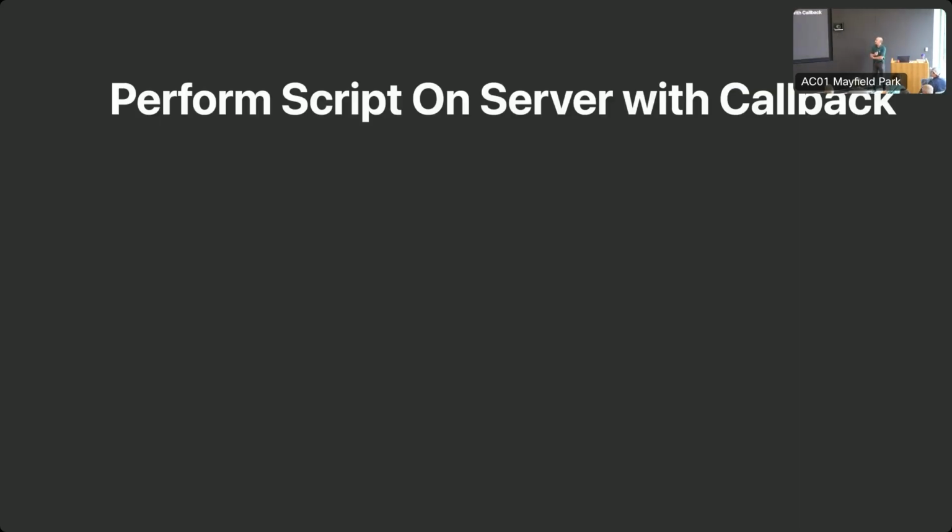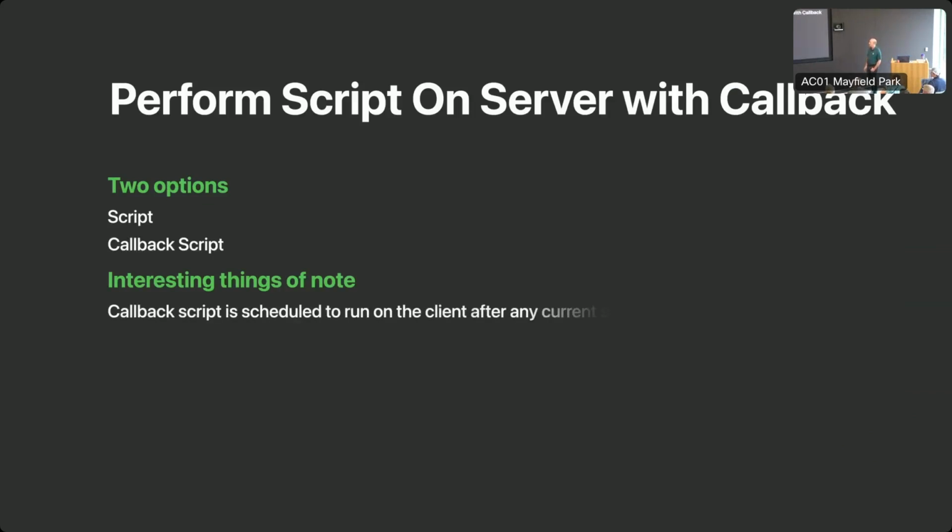Okay, so Perform Script on Server with Callback. There are two options. It comes as no surprise that we need a script that we're going to run on the server, and then we need a callback script that we're going to run whenever the process is completed on the server and control goes back to the client. A few interesting things of note if you're using this particular feature: the callback script is scheduled to run on the client when any current scripts are completed.